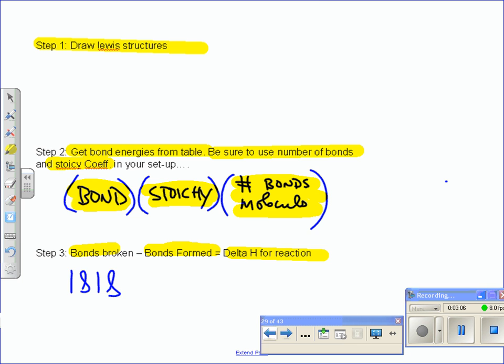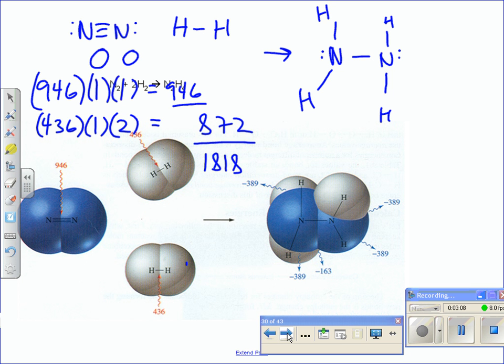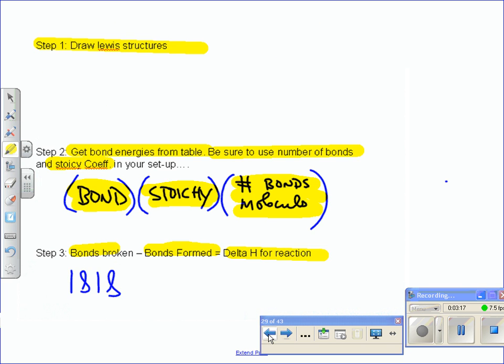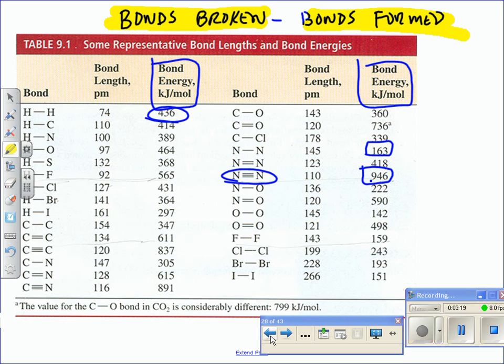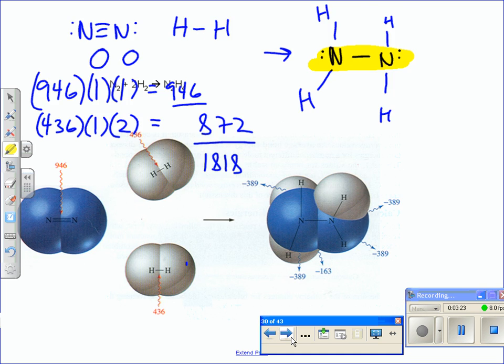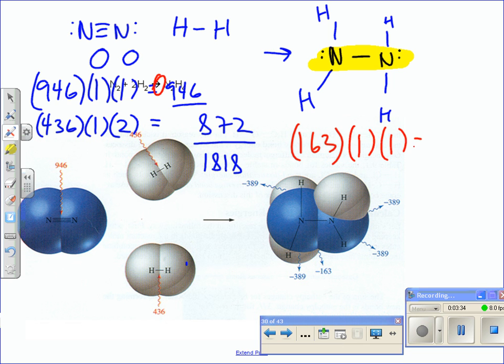Now I have to do bonds formed. So I go back over, I look at my Lewis structure. First bond I'm going to do is going to be the nitrogen to nitrogen single bond. So I have a nitrogen to nitrogen single bond. So if I go back over here, nitrogen to nitrogen single bond is 163. I see it right there. So I'm going to go back. I'm going to take 163 times the number. I have one of them. Coefficient from the equation is actually 1. It's hard to see. That's going to be equal to 163.